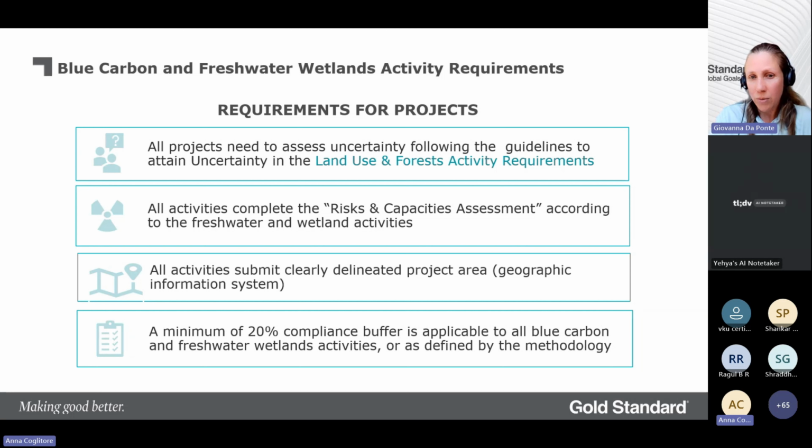Also important to mention is that all activities need to submit a clearly delineated project area based on the GIS we have in place. And last but not least, a minimum of 20% compliance buffer is applicable to all blue carbon and freshwater wetlands activities, or as otherwise defined in the methodology. Next slide, please.